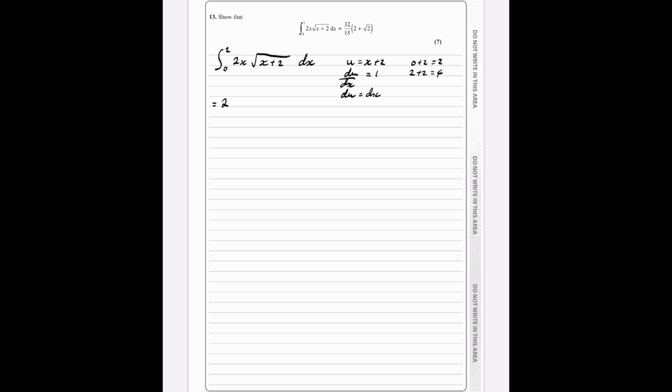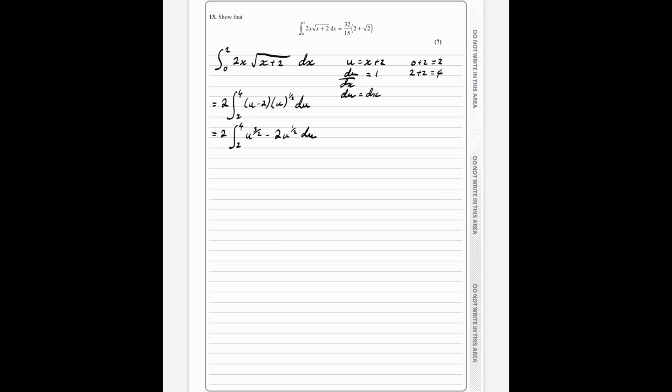I'm going to factorize the 2 outside the integral, bring it out the front. So we're now integrating, but rather than between 0 and 2, between 2 and 4. x I'm now replacing with u minus 2. And the square root of x plus 2 is now the square root of u, or if you prefer, u to the power of a half. I can expand out that single bracket expansion, so u times u to the half is u to the 3 over 2, and minus 2 times u to the half is 2u to the half.